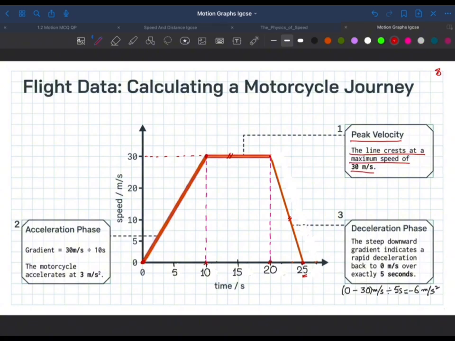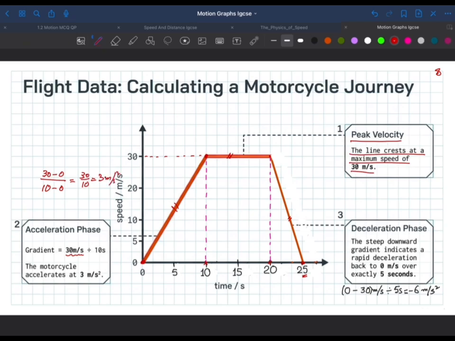Over here, again, as you consider the gradient of the graph, you can see here that 30 meter per second is the value of the speed, and 30 is the maximum speed, minimum is 0 at this stage, and time is 10, and the time is 0 at the initial stage. So 30 divided by 10 is giving you 3 meter per second square.